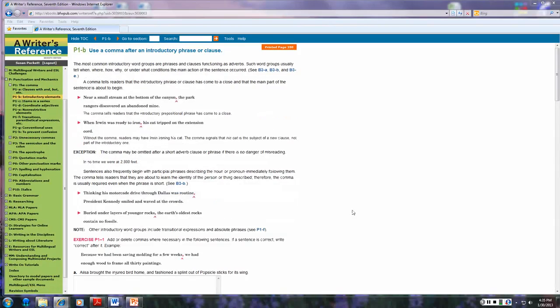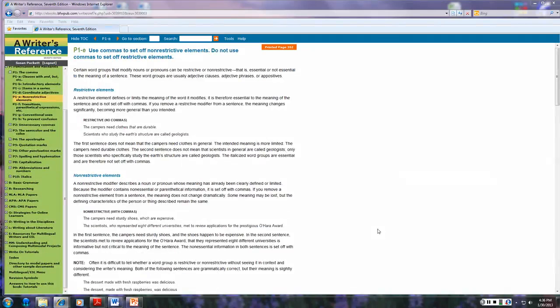P2B applies to introductory phrases or clauses. We come to a natural pause after a dependent clause and after a series, after a participial phrase, and also sometimes when we have two or more prepositional phrases together. So a comma tells the reader that the introductory phrase or clause has come to a close and that the main part of the sentence is about to begin. There is a natural pause here, so common sense can help you to determine when you need a comma.